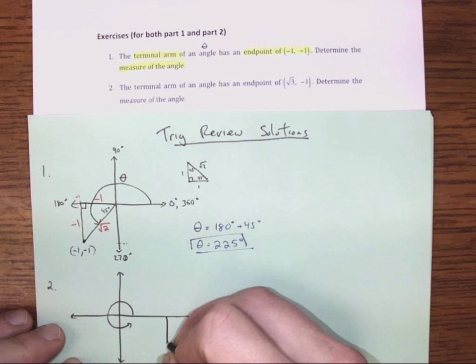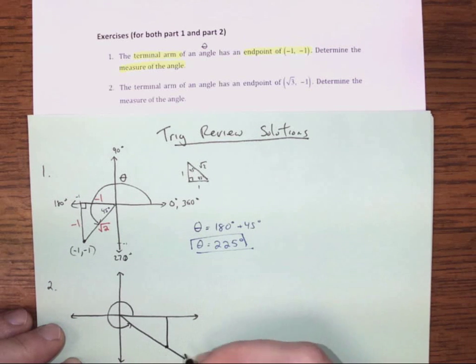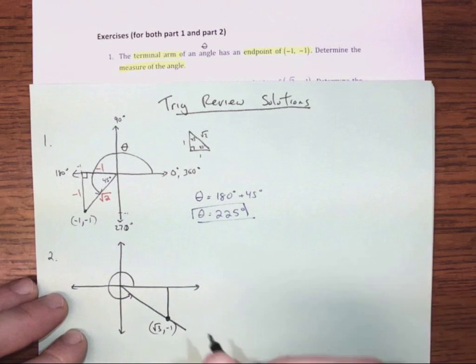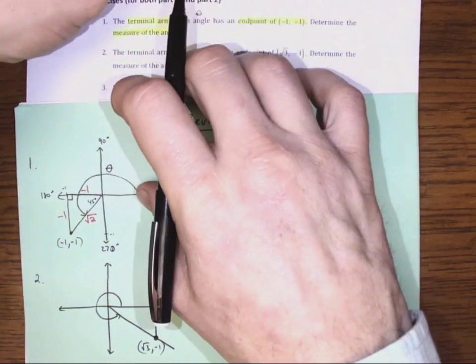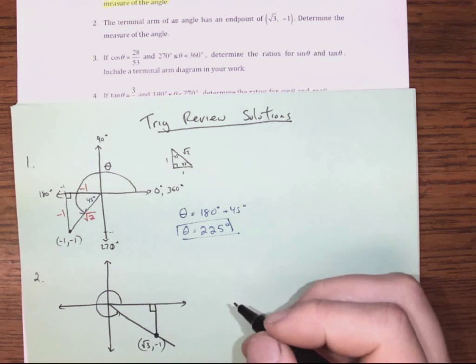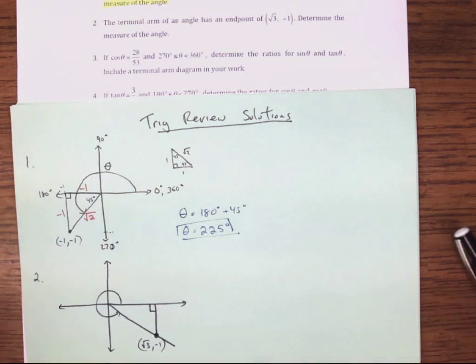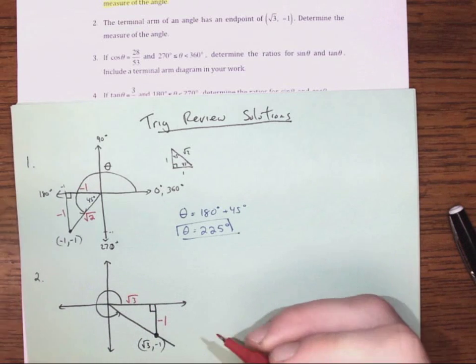So it looks like we'll have some value, say, out here. And that'll be the point √3, -1. √3 is a little bit bigger than 1, and so I've drawn it accordingly. Maybe I'll exaggerate it a little bit, but it's roughly to scale. Alright, and I know that this side length is √3, and this side length is 1.